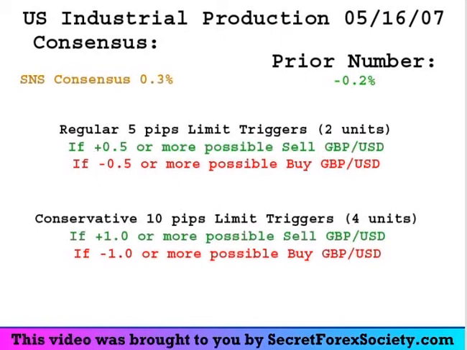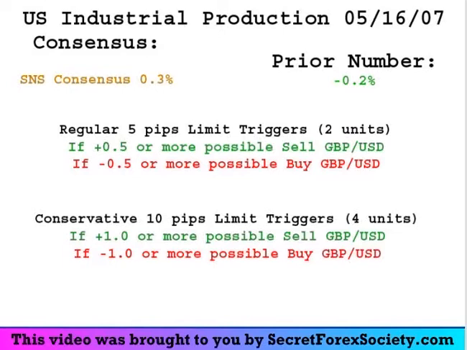Okay, first of all, please pay attention to what I'm going to say right now. This is a risky indicator, okay? I've seen it do different things.